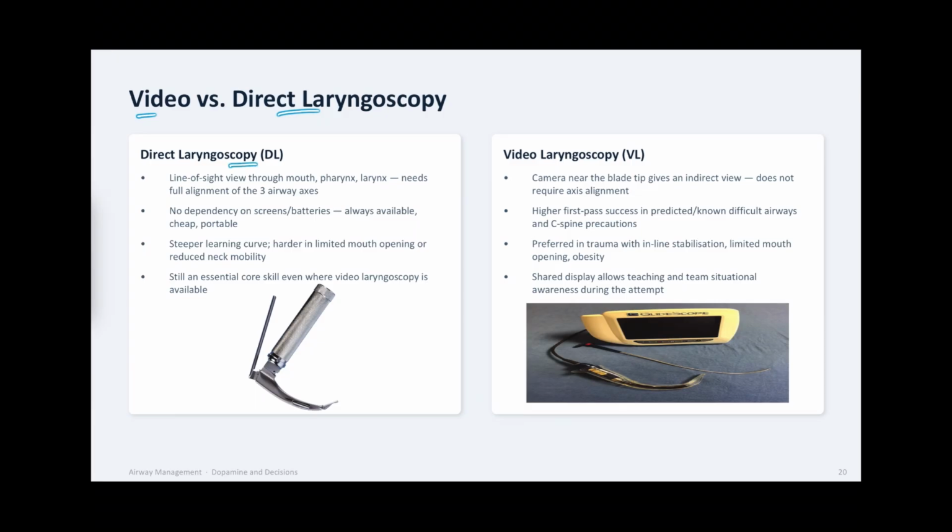In direct laryngoscopy, the line of sight is in view with the mouth, pharynx, and larynx. This needs the alignment of the three airway axes, that is oral, pharyngeal, and laryngeal axes. There is no dependency on a screen or batteries. Batteries to some extent are there because you have batteries inside the handle. This is always available. This is cheap and portable as well. It has a steep learning curve. This is harder in limited mouth opening conditions, or where there is reduced neck mobility. It is still an essential core skill even where video laryngoscopy is available.